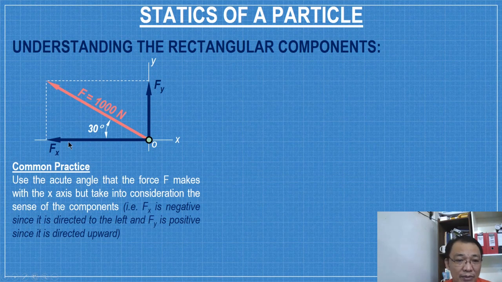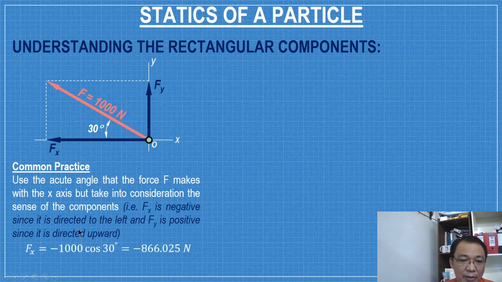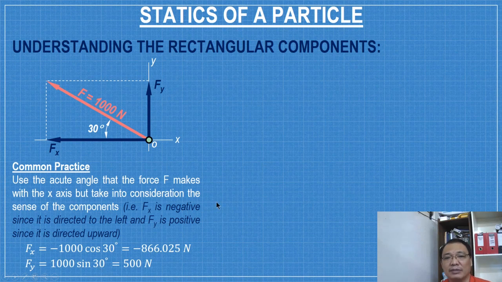So for this one, our Fx is negative, but our Fy is positive. And so we have negative F cosine of the angle. We have this one, negative 866.025, which means directly to the left and negative. For Fy, it is just positive. That's F sine theta. We have 500 newtons. You can do this one. This is the common practice.